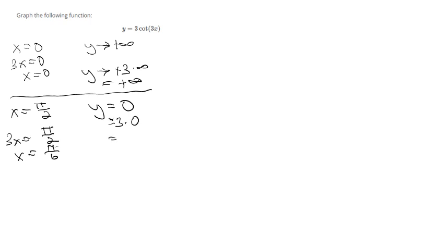Well, 3 times 0 is still 0. So pi over 6, 0 is another key point. Okay. Well, vertical asymptotes are so important. Let's do the pi one.